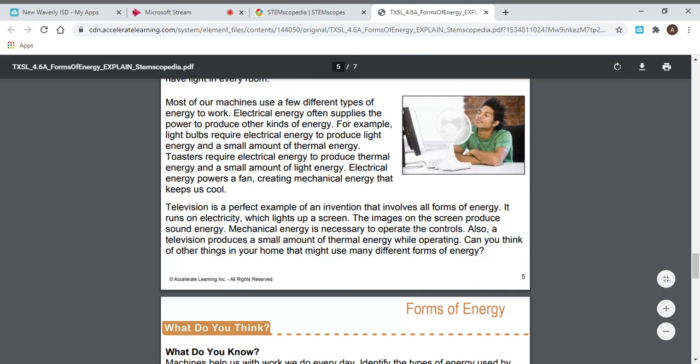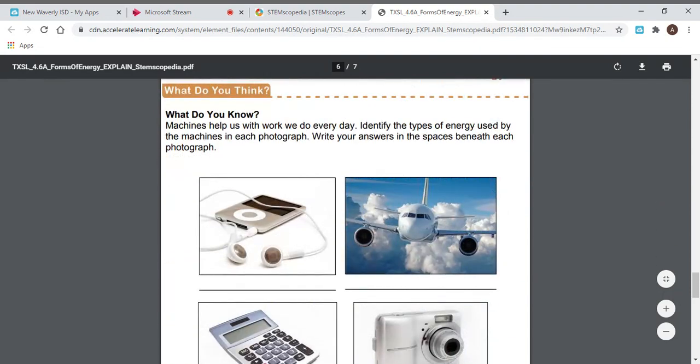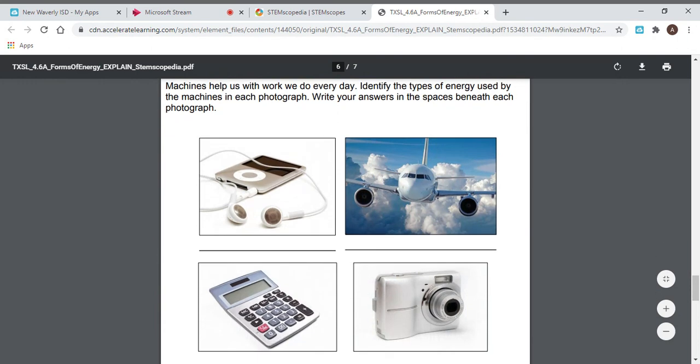Television is a perfect example of an invention that involves all forms of energy. It runs on electricity, which lights up a screen. The images on the screen produce sound energy. Mechanical energy is needed to operate the controllers. Also, the television produces a small amount of thermal energy while operating. Can you think of other things in your home that might use different forms of energy? So this piece shows there are different forms of energy and what we can use when it comes to energy.